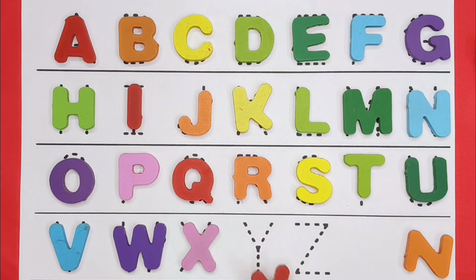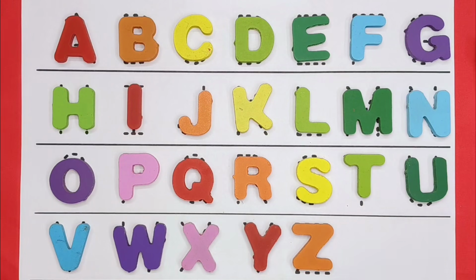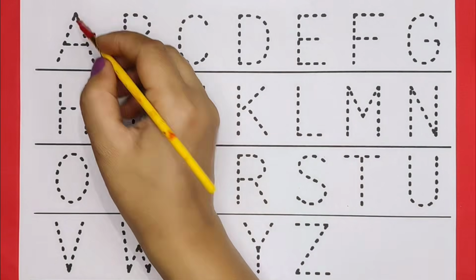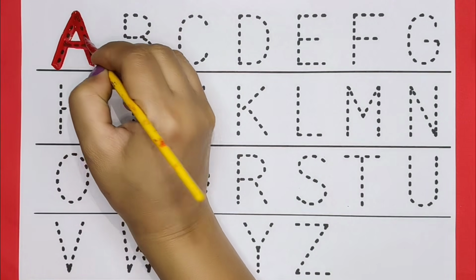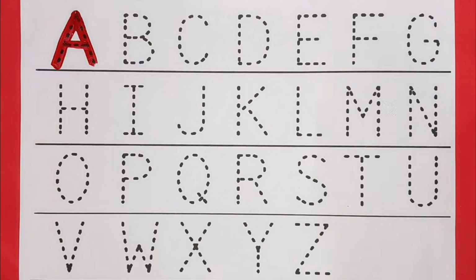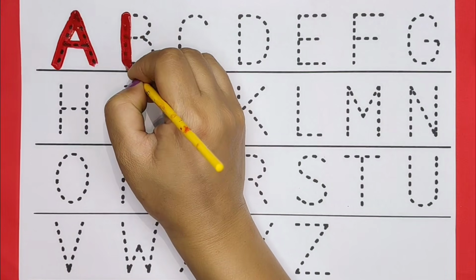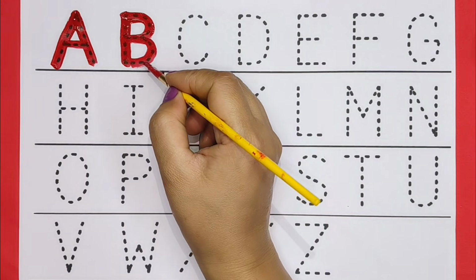X, Y, Z. A B C D E F G H, red color. I J K L M N O P Q R S T U V, A for apple. W X Y and Z. Now I know my ABCs. Next time, won't you sing with me?